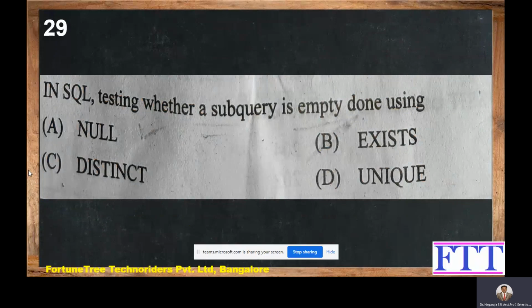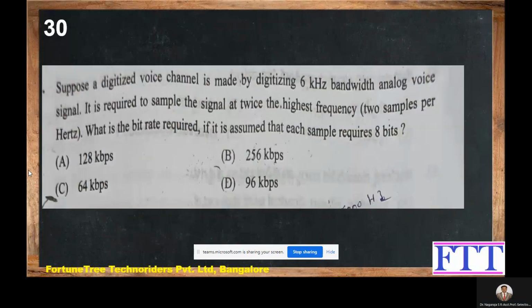So 29, in SQL, testing whether a subquery is empty is done using option A, null. Option B, exist. Option C, distinct. Option D, unique. The right answer is option A, null. So move to the 30th question.